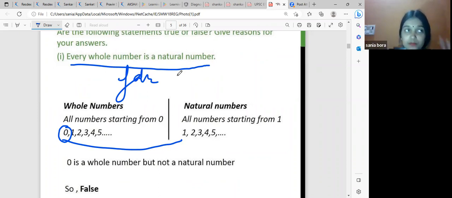But Ayaan, tell me one question. If I ask you, every natural number is a whole number. Yes, true. Why? Because every 1, 2, 3, 4 is also a whole number, right? But remember, every whole number is not a natural number, because whole numbers also include 0. I hope this one is clear, right?